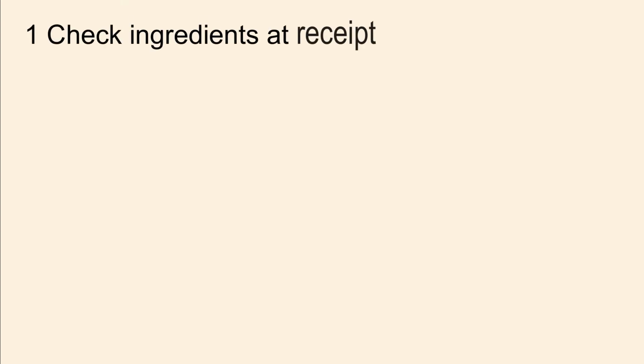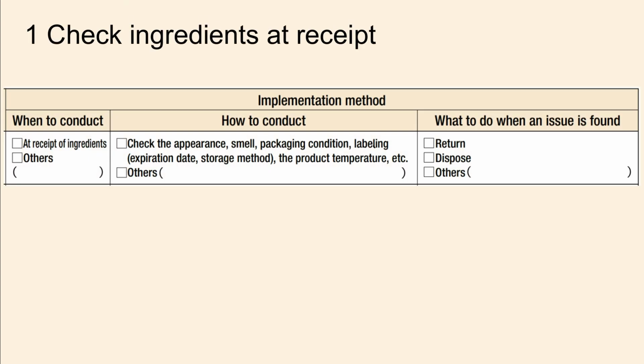The first item is check ingredients at receipt. The reason why this item is necessary is because there is a possibility that harmful microorganisms may be growing on food which is spoiled, which has torn packaging, which is past the expiration date, or ingredients which have not been stored properly. Check off what you are doing in relation to when to conduct, how to conduct, and what to do when an issue is found. If what you are doing isn't written, check other and write what you are doing specifically.